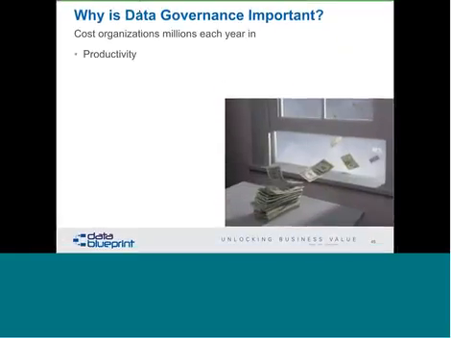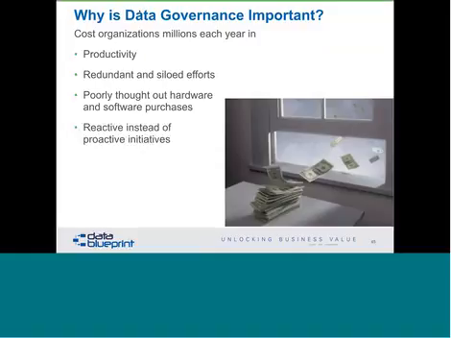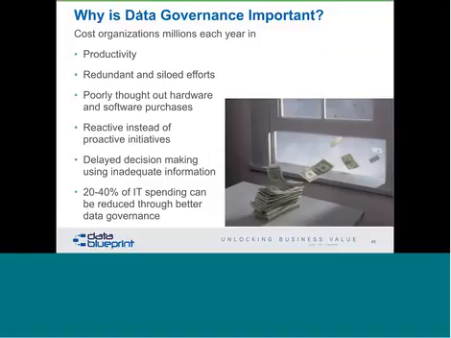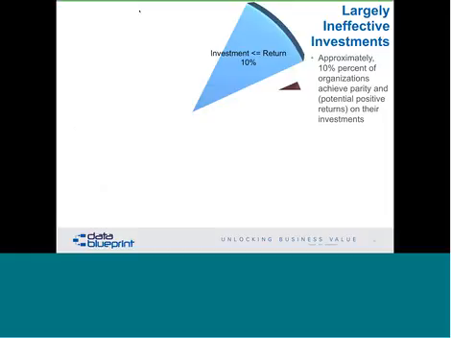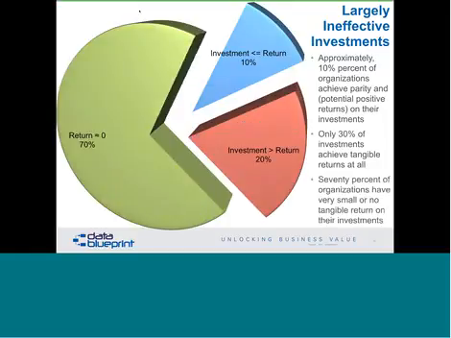Again, these things cost millions each year in terms of productivity, redundant and siloed efforts, poorly thought out hardware and software purposes. Some organizations are able to shift from reactive to proactive. Many organizations delay their decision making, and there's my statistic: 20–40% of IT spending can be reduced through data governance. Now, again, as I look at these things over large numbers of industries, hundreds of samples, I find that 70% of them return as close to zero as you can get. There's little or no actual value that comes out of it, and only 30% of them have any positive return, and about 10% actually achieve positive return on investments.